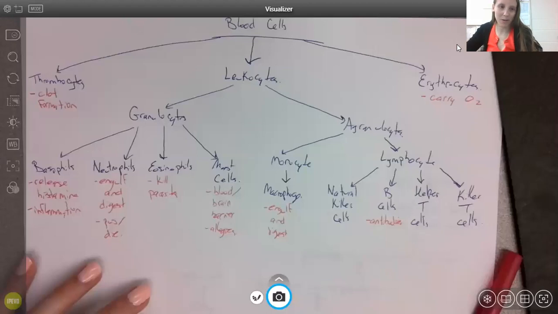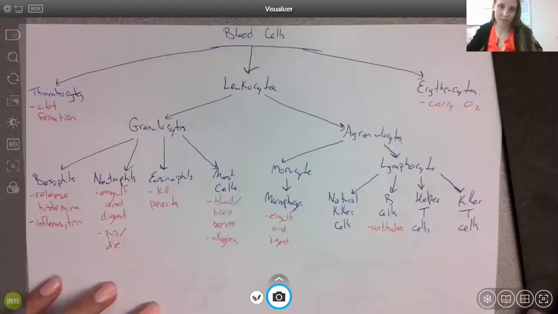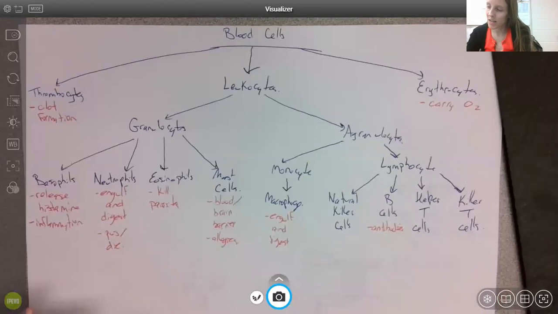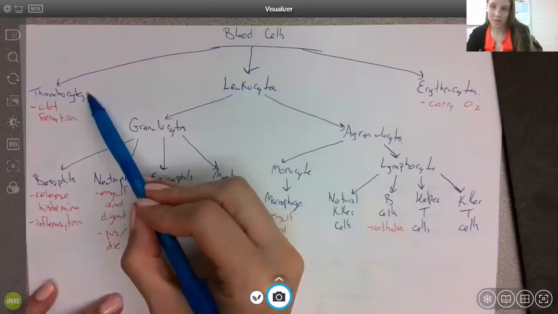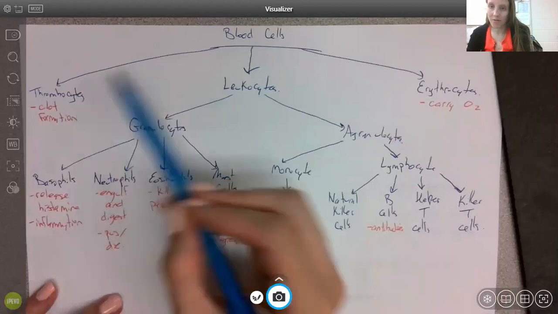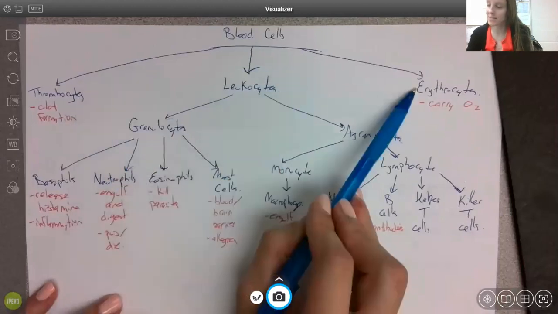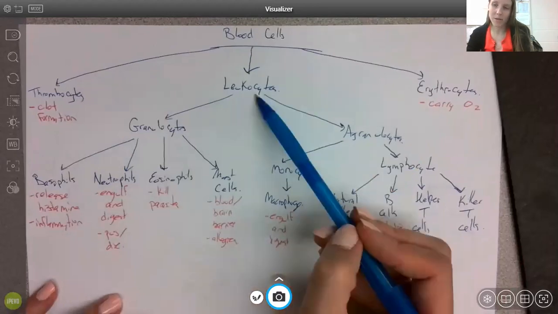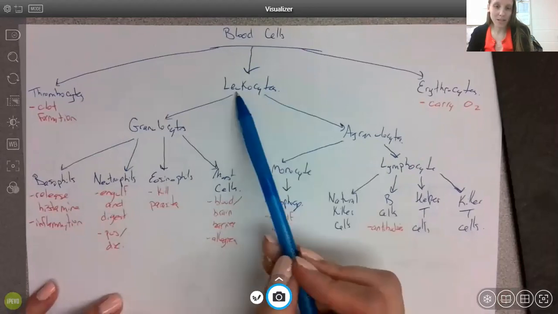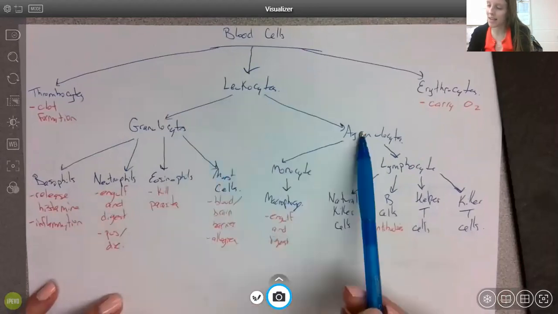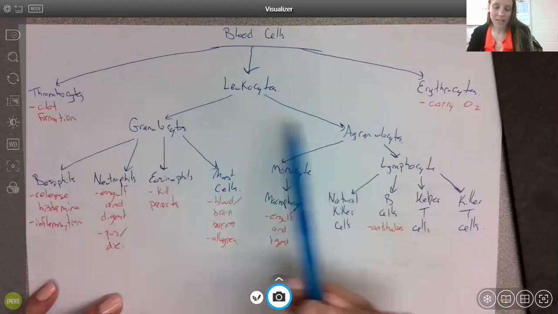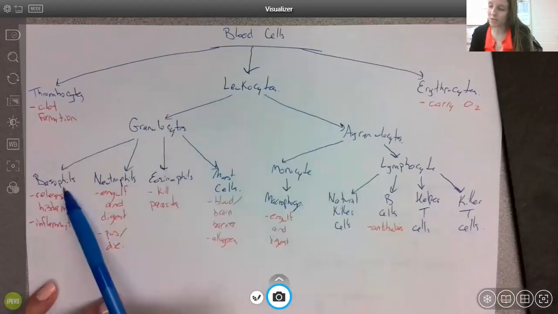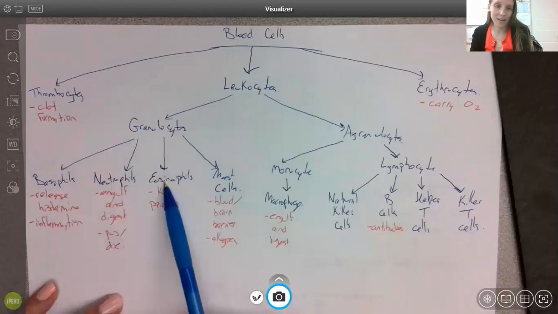Okay, the last thing I want to quickly review here are all these different types of blood cells. So we have the thrombocytes, also called your platelets, which help with clot formation. We have our erythrocytes, also called red blood cells, which carry the oxygen. And then we have the leukocytes, also called the white blood cells. There are two main categories of leukocytes, our granulocytes and our agranulocytes. The granulocytes are either the basophils, neutrophils, eosinophils, or mast cells.